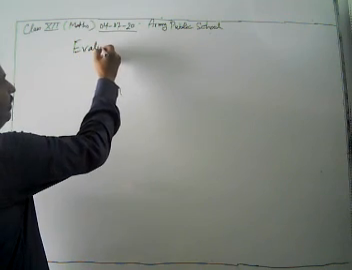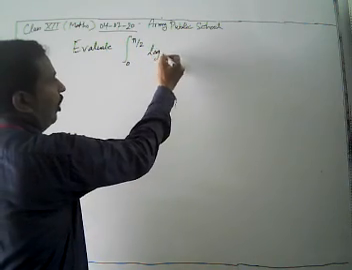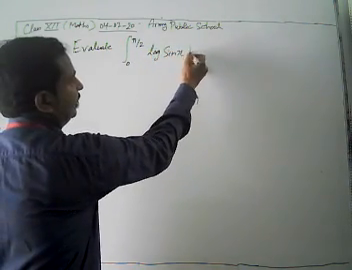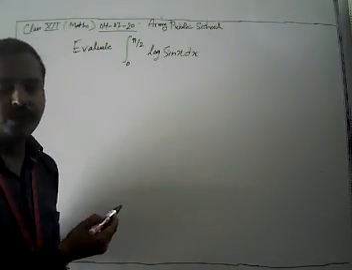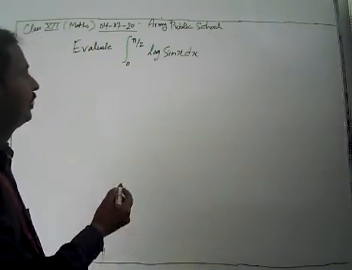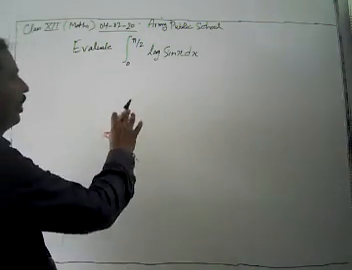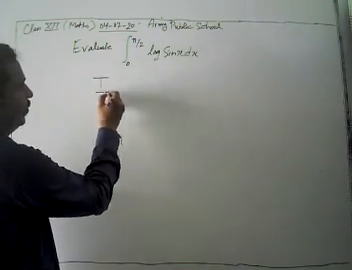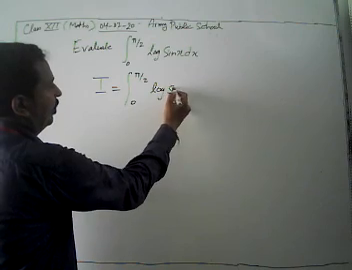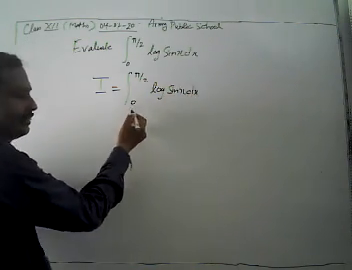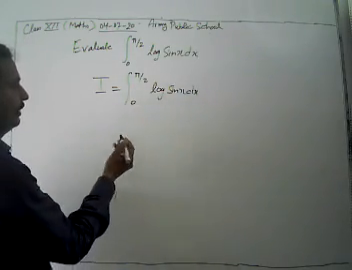We are going to start: evaluate the integral from 0 to pi by 2 of log sin x dx. This question can also be asked as 0 to pi by 2 log cos x dx. It's the same problem. First of all, let I be equal to the integral from 0 to pi by 2 of log sin x dx. It is of the type 0 to a f(x) dx, so we are going to use our first property.